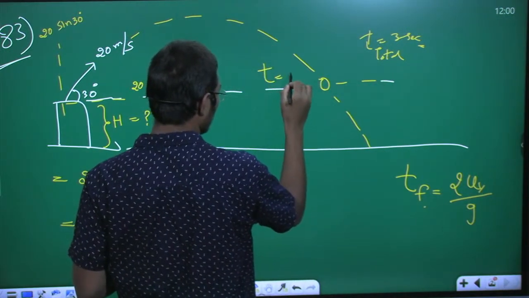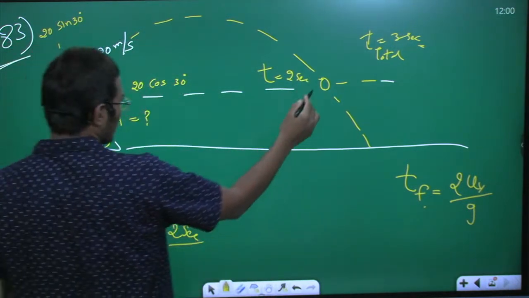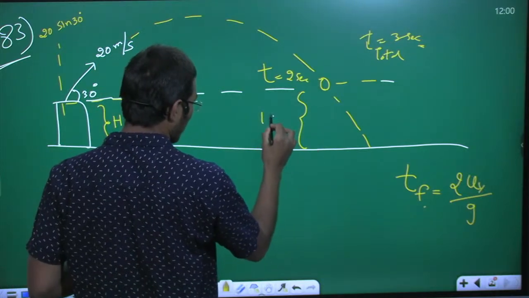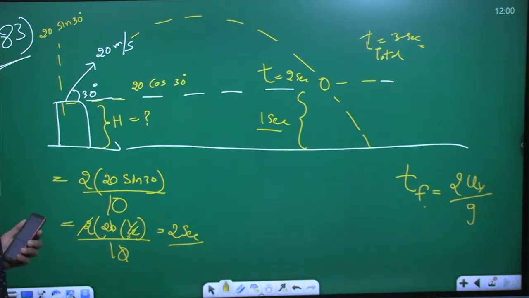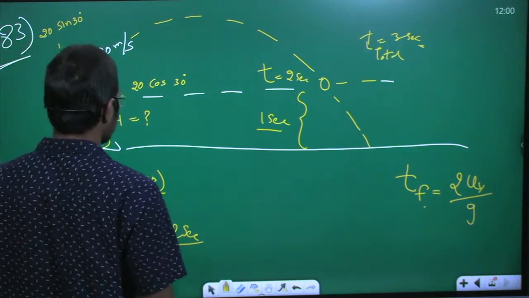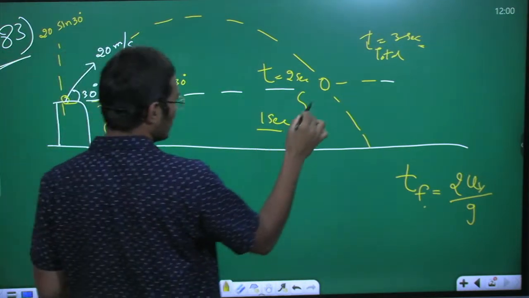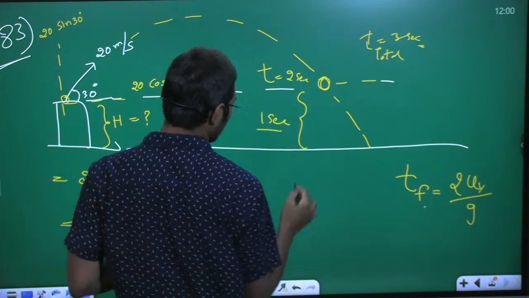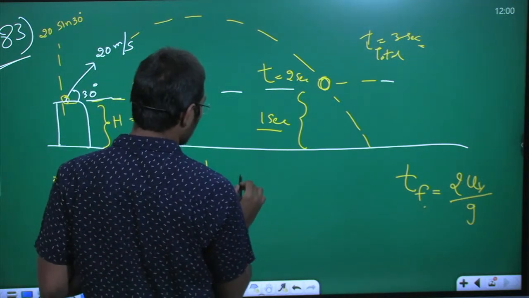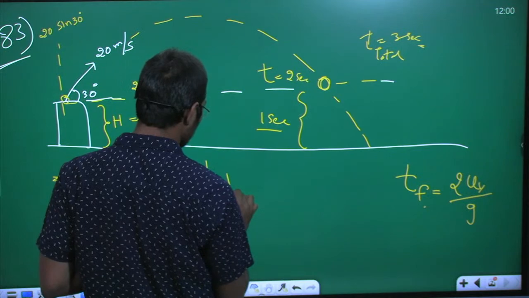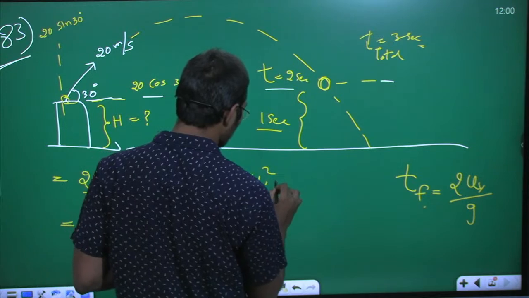At t equal to 2 seconds, our ball will be here. So the remaining time, that is 1 second, it will travel the remaining path. So the Vy here will be equal to Vy at this point. We can take that as a standard, and from our kinematics equation, v square minus u square is equal to 2as. We have one equation.